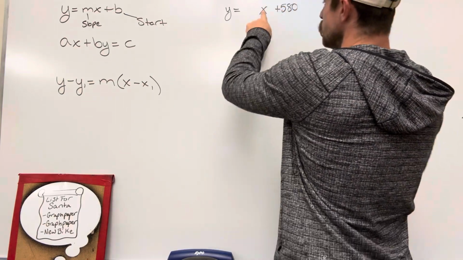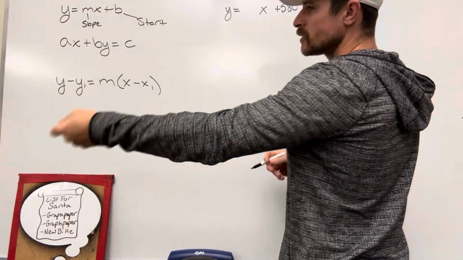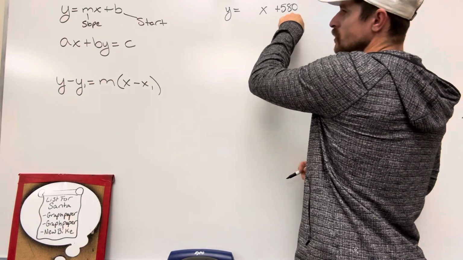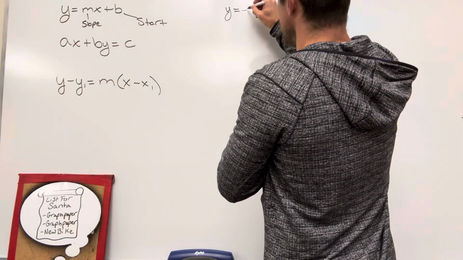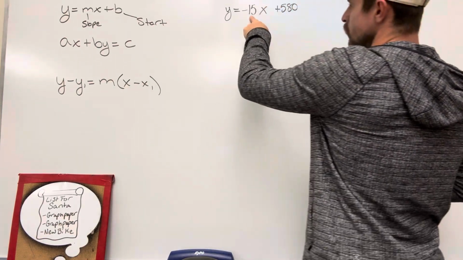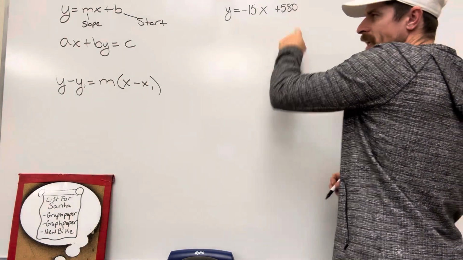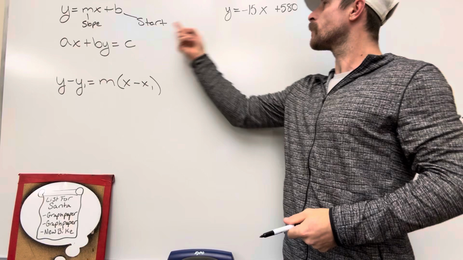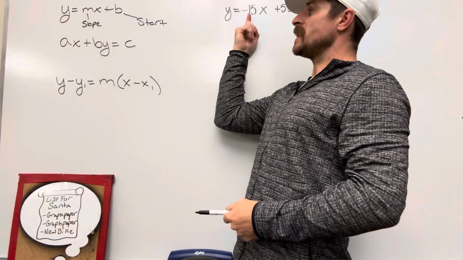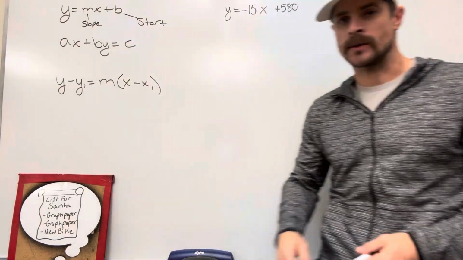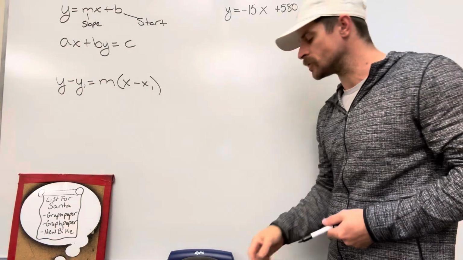X would be representing weeks. And since we're giving cards away, our 580 is going to drop. It's going to go down. So we're going to have a negative 15 there. So we're losing 15 cards every week. But remember, we started with 580. Because I was given a starting point and then a change, this would be a slope intercept form equation. And that right there would be the equation for the scenario.